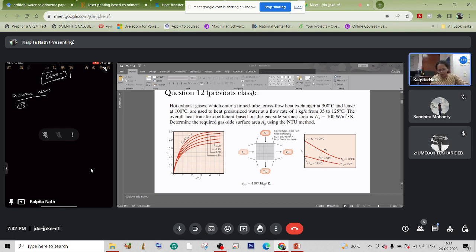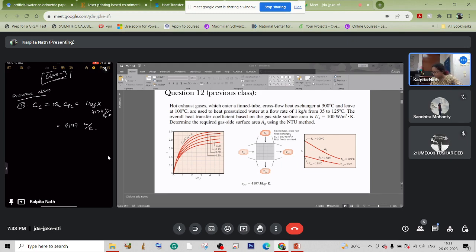So I was explaining. First, to calculate the heat capacity ratio, I need the minimum heat capacity and maximum heat capacity. Let us calculate the minimum heat capacity. As we can see, the minimum heat capacity will be of the cold fluid. So it will be 1 kg per second into 4197 joule per kg Kelvin, which is equal to 4197 watt per Kelvin.